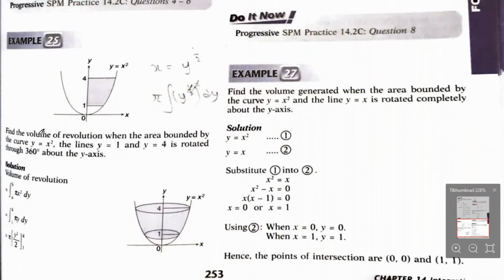Example 25. Find the volume of revolution when the area bounded by the curve y equals x squared, y equals 1, and y equals 4 is rotated through 360 degrees about the y-axis. The area bounded by these lines is this one. When I rotate it 360 degrees, imagine, we will have a solid that looks like this.